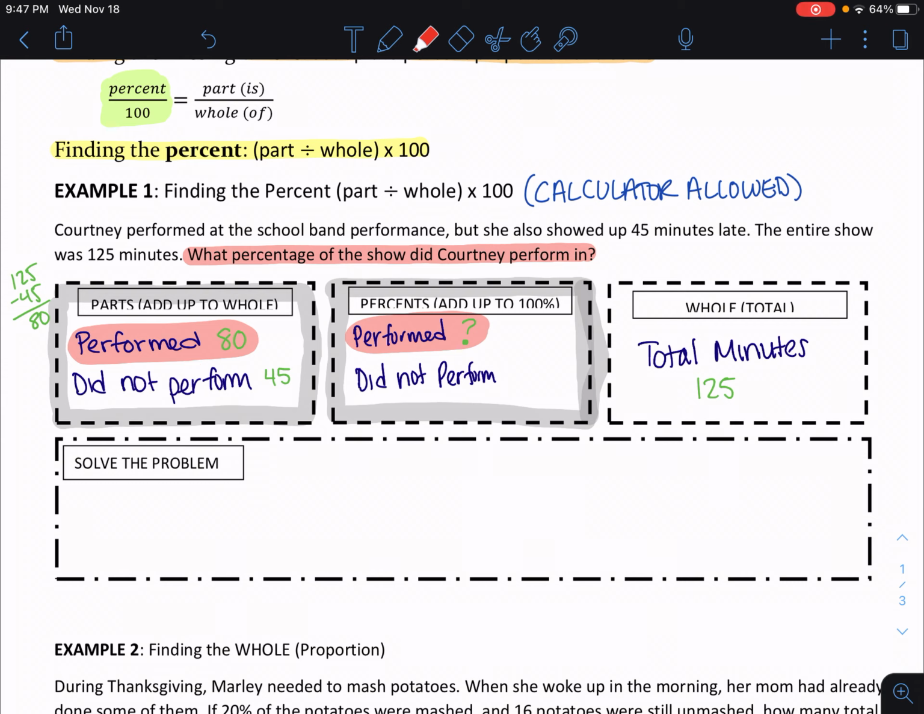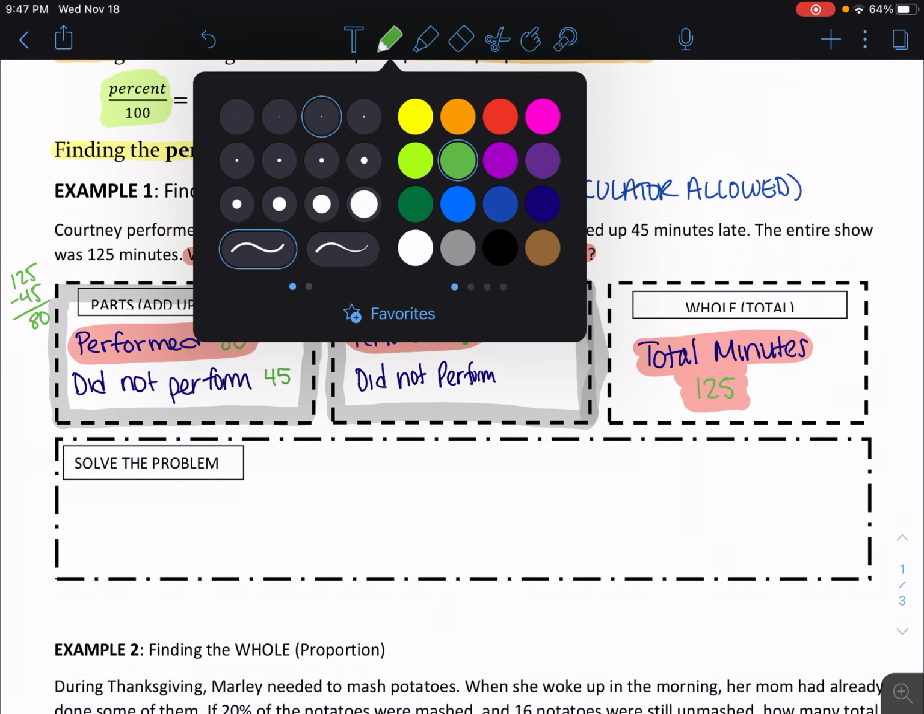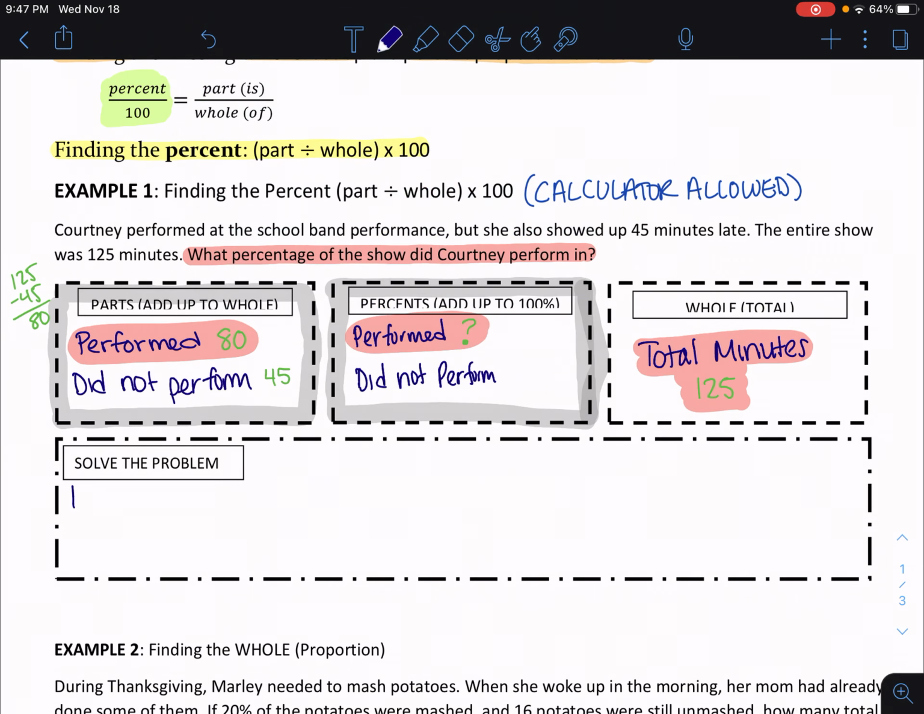So I have to use the number of minutes she performed in the show. I want to find the percent of time that she performed, and I have to use the total minutes that she performed as well. This is a finding the percent question. So if I'm trying to find the percent, I'm going to do my percent as a decimal times the whole.